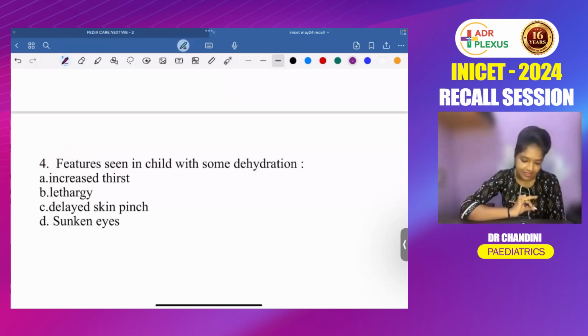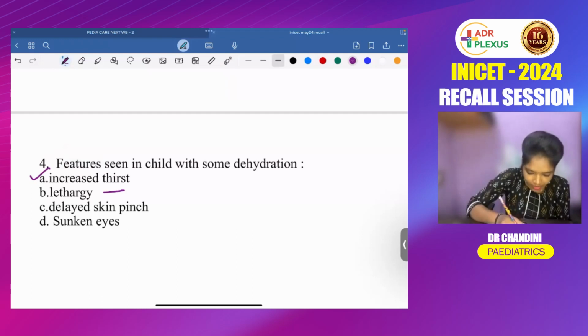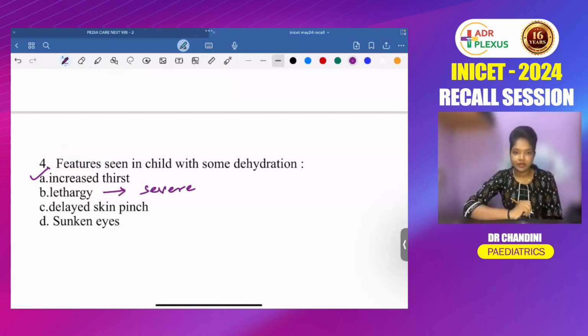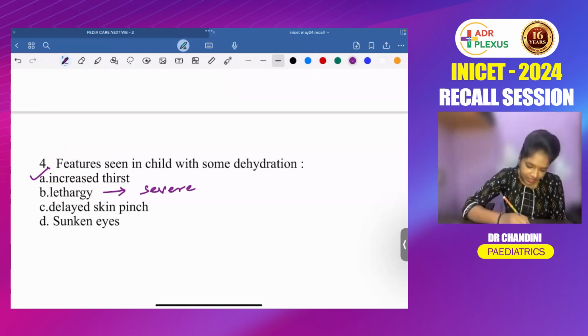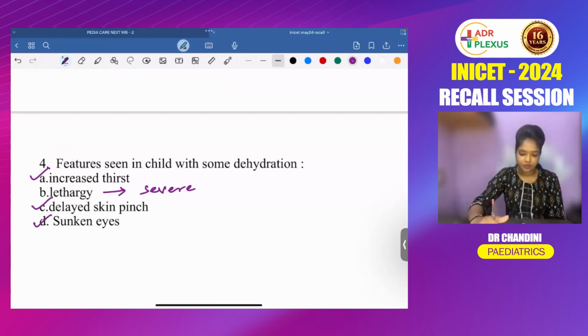Increased thirst. Yes, increased thirst is a feature of some dehydration. Lethargy. No. Lethargy, if it is present, you will call it severe dehydration. Delayed skin pinch. Yes, it will be there. Sunken eyes. Yes, it will be there. So if these three are there, A, C, D, all three are answers for this question. It was a multiple answer question.